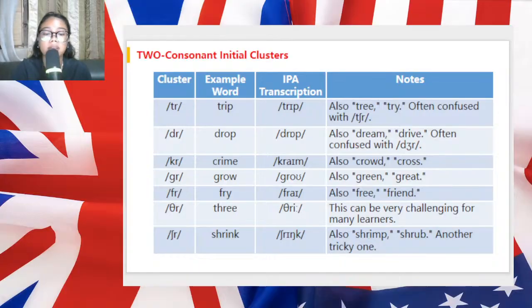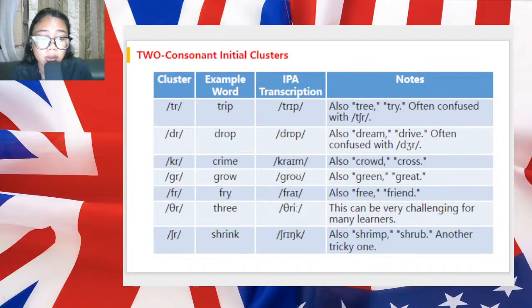Next, we have the DR cluster, as in drop. Similar to TR, this one can also be tricky. So it's the D sound moving straight into the R sound. So that's drop. The confusion here often comes with letting it sound like a J sound followed by R, right? Which would be jrop. That's the confusion here. So we are going for drop and not jrop. Okay, not with a J sound.